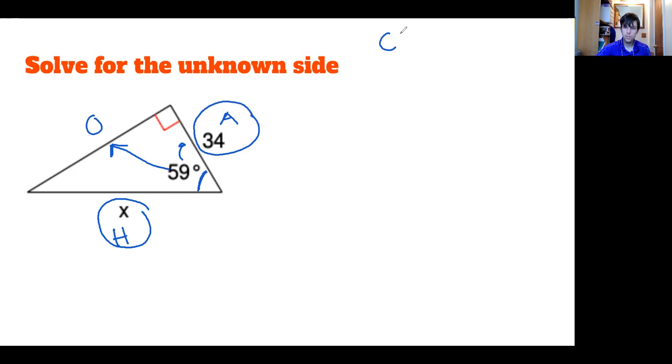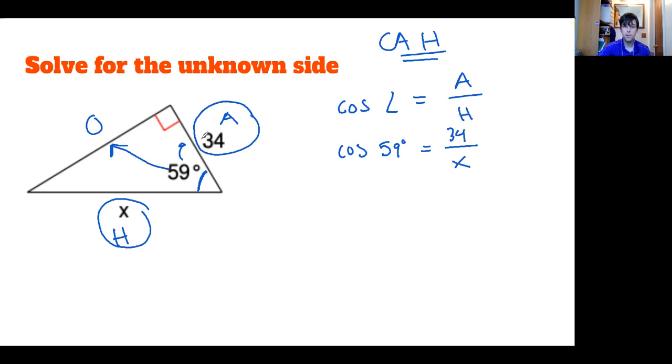Adjacent and hypotenuse, that goes with the CAH part of SOHCAHTOA. Adjacent and hypotenuse tells us to set up a cosine equation. Cosine of our angle equals adjacent over hypotenuse. So that's the equation format we'll be using, and we'll substitute in the things that we know, which is cosine of 59 degrees is equal to adjacent, which is 34, over hypotenuse, which is our unknown.